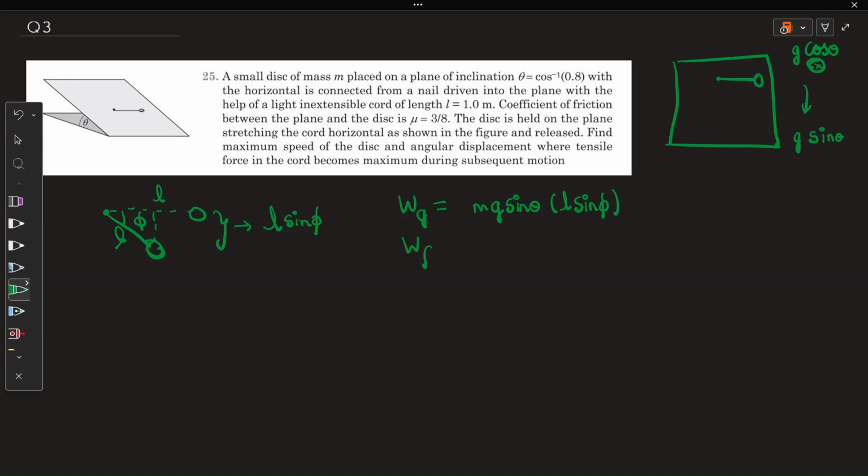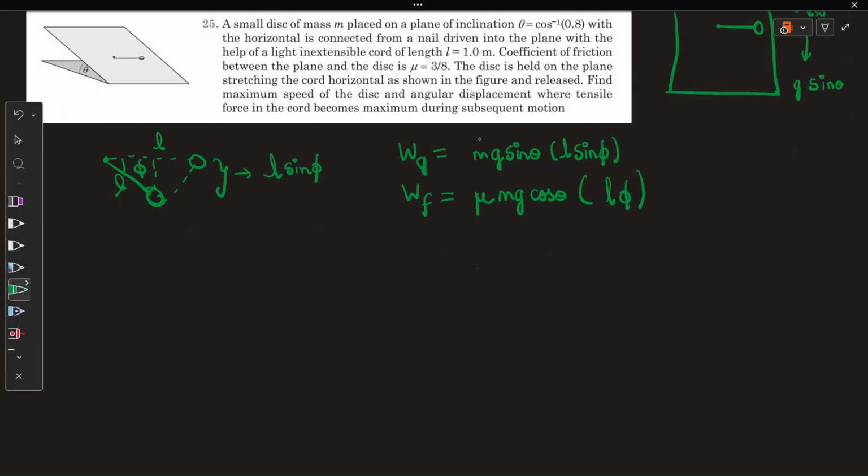Now what is the work done by friction? The friction will act along this path, right? But the magnitude of this is a kinetic friction, so the magnitude will be same, which is mu times the normal reaction. What is the normal reaction? mg cos theta into the path traveled, which is L into phi. Phi should be in radians. Remember. Now these are the only work done, right? So this work done should result in some amount of kinetic energy. We have to find what it is.